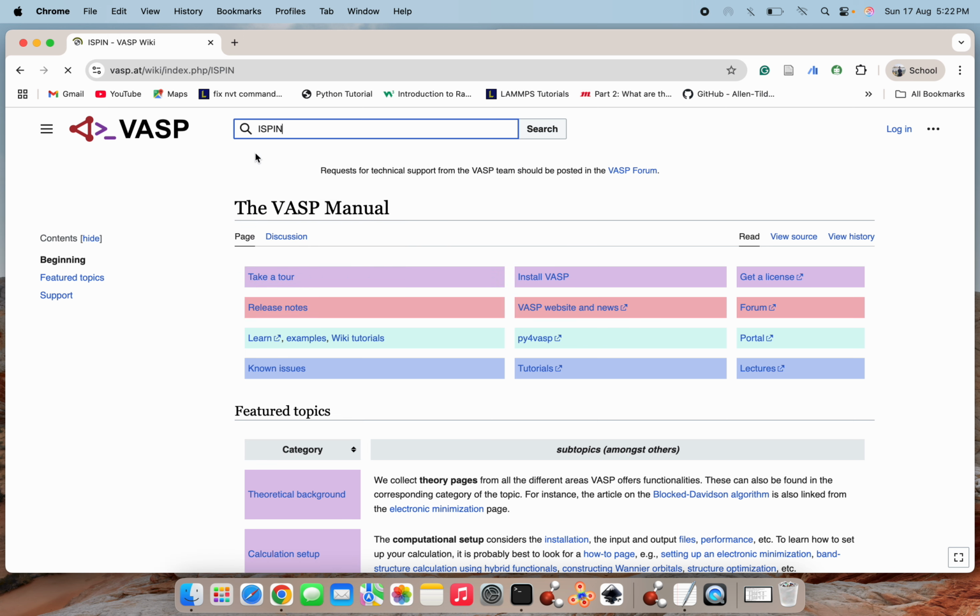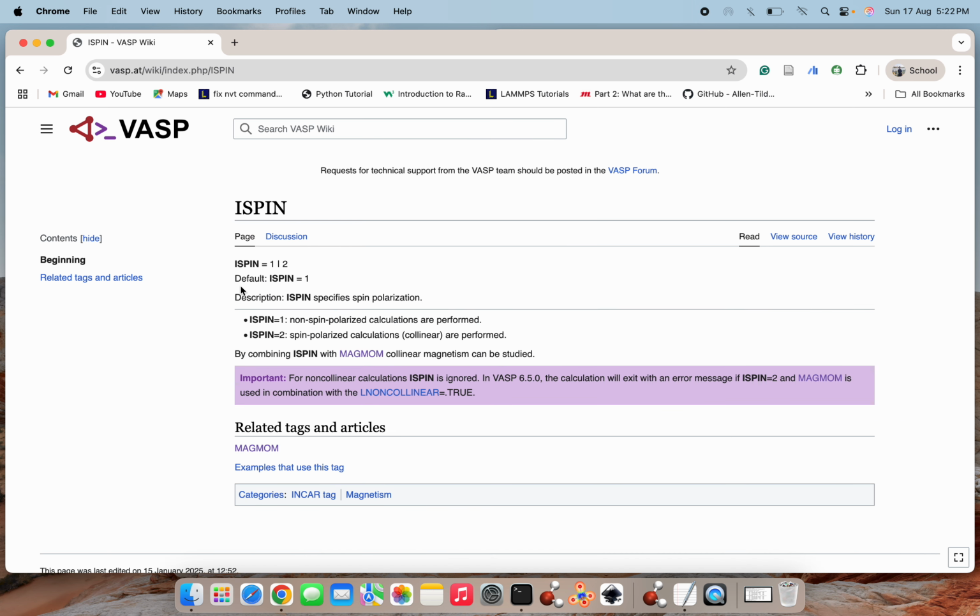So here I have searched this ISPIN. You can see when ISPIN is equal to 1, this is the default value, then non-spin polarized calculations are performed. So usually by default all the systems are non-spin polarized, but if we write ISPIN equal to 2, then our system will become spin polarized, and a collinear spin polarization calculation will be performed. And here some other values are also present, like you can see that by combining ISPIN with MAGMOM, collinear magnetism can be studied.